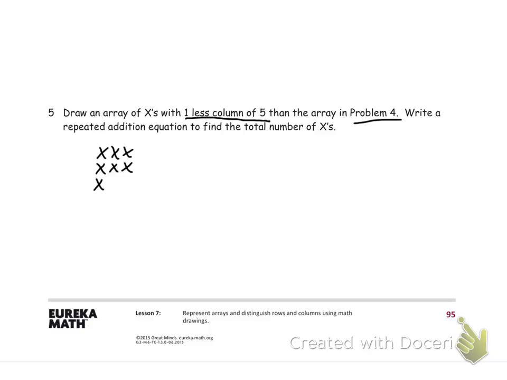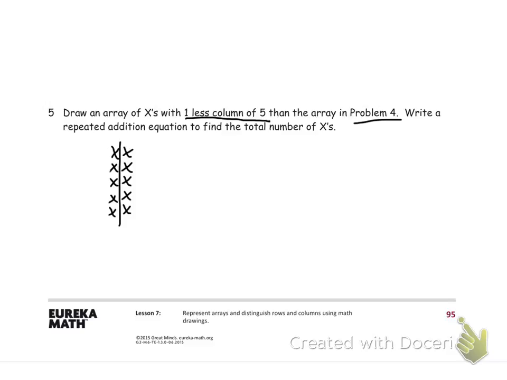so 2, that's 2 rows, 1, 2, 3 rows, 1, 2, 4 rows, 5 rows. Now, here's the thing, it says to have 1 less column, so you could either cross this out, or I'm going to actually just erase it real quick, just like that. And so I really only need 1 vertical line right there.